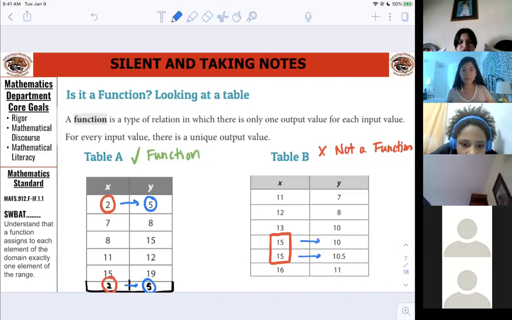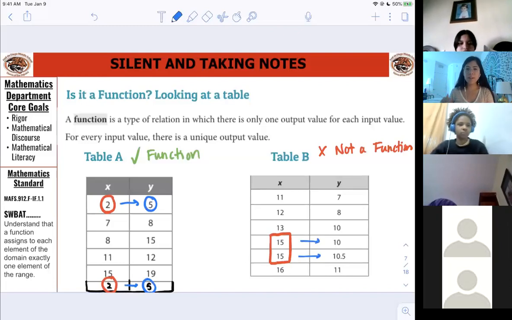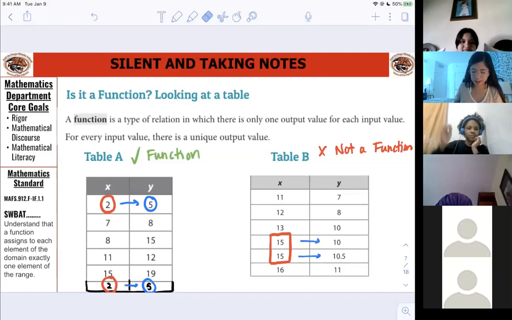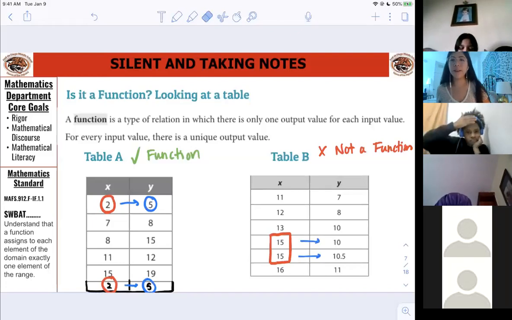So it's still considered a function? So table A would still be considered a function. Table B, though, since that 15 goes to 10 and 10.5, and 10 and 10.5 are not the same, that one is not a function. Okay, does that make a little more sense? I just wanted to throw that in there because I know it'll come up. They love to do this.